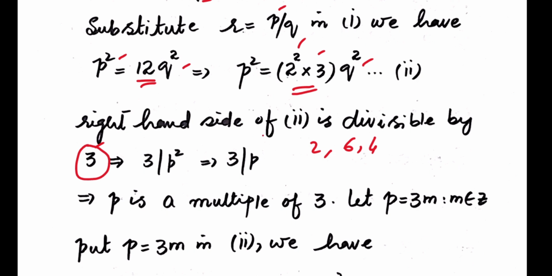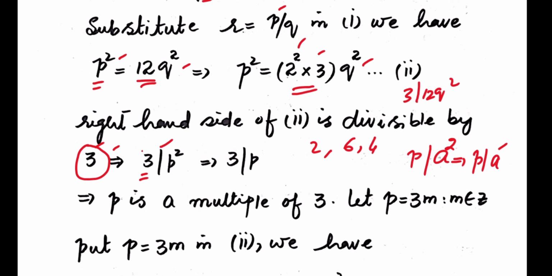So, as the right hand side of equation 2 is divisible by 3, that is, 3 divides 12q². As 12q² is equal to p², it means 3 divides p². In number theory, we have a result that if p is a prime and it divides the square of an integer, then this prime must divide the number itself. So here 3 is a prime number that divides p². This implies 3 must divide p without the square.